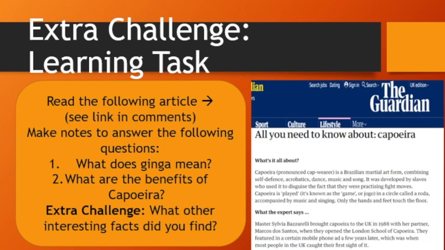Okay, so here is an extra challenge learning task. So there is going to be a link in the comments below, okay? And I would like you to read the article, All You Need to Know About Capoeira. It was published by The Guardian. I want you to make notes answering the following questions. So find out, what does ginga mean? 2, what are the benefits of capoeira? So why would it help us in some way? And then the extra challenge, what other interesting facts did you find?